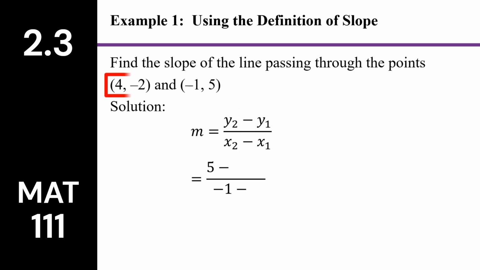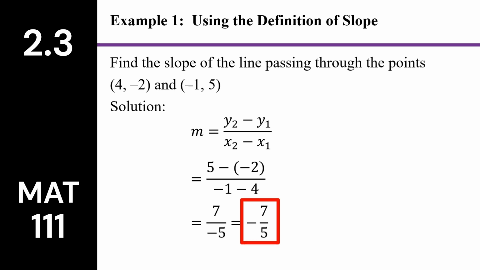And then we look at our other point. Its y value is -2, so we write that up top. And its x value is 4, so we write that on the bottom. 5 minus a -2 is the same as 5 plus 2, so we put 7 on top, and -1 minus 4 is a -5 on the bottom. We don't typically leave our slope with negatives on the bottom, so we will write that out in front. We could have put it up top and written it as -7/5, but that's our slope.